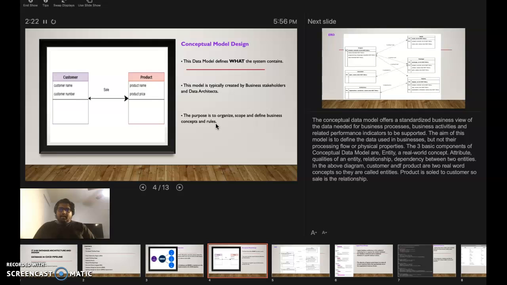In the above diagram, the customer and product are real world concepts, so they are entities, and they have attributes like customer name and product name, and sales is their relationship. Moving on to the next topic.